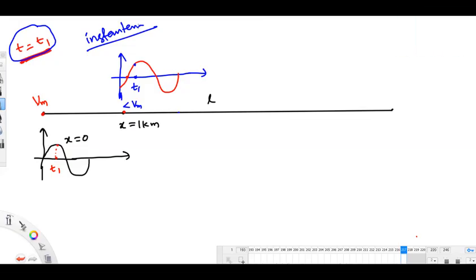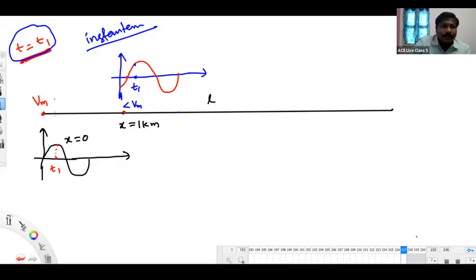So I am saying, at a given time, if I stand at the sending end and look along the line, the voltage is not the same at all places. So voltage is varying with respect to space. Now I am standing here only, at x equals 0.